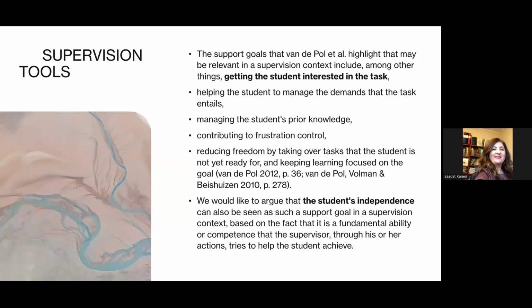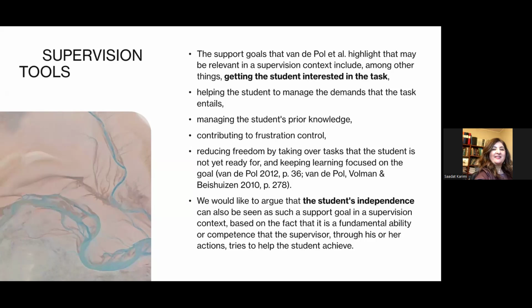The scaffolding goals that Van de Pol highlights that may be relevant in a supervision context include, among other things, getting the student interested in the task, helping the student to manage the demands that the task entails, managing the student's prior knowledge, contributing to frustration control, reducing freedom by taking over tasks that the student is not yet ready for, and keeping learning focused on the goal.